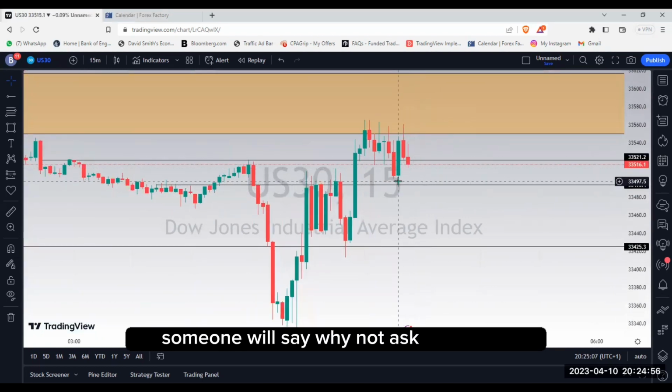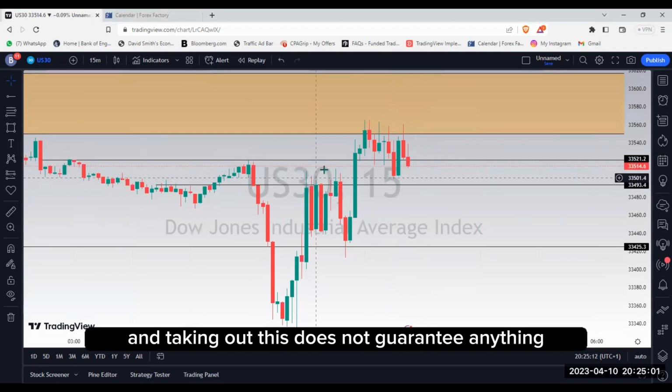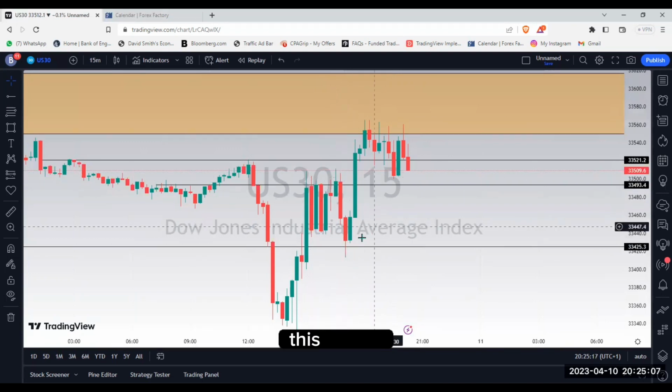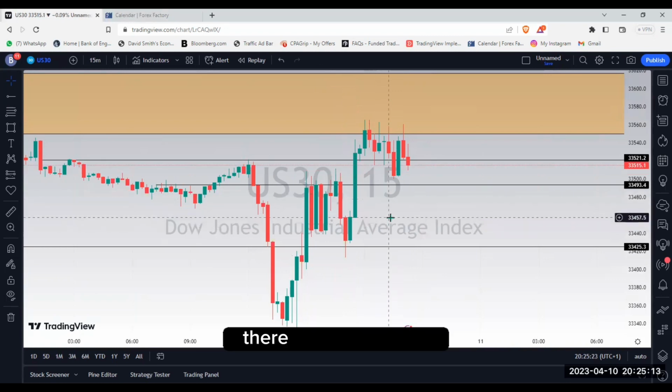Somebody will say, why not after taking out this? It's already late, and taking out this does not guarantee anything, because the mini structure here is still bullish. So until this area is run, that's when I know that, yes, bearish.